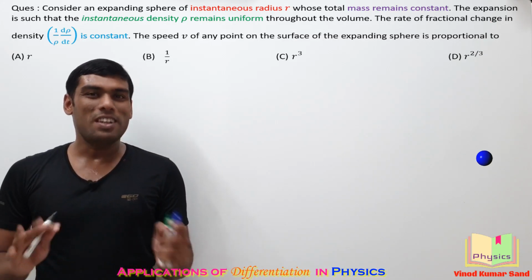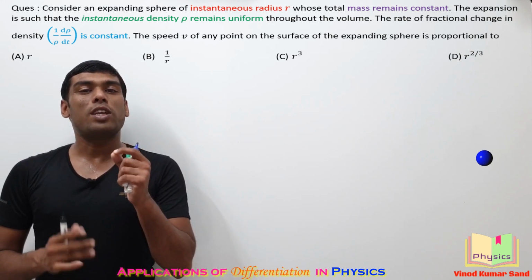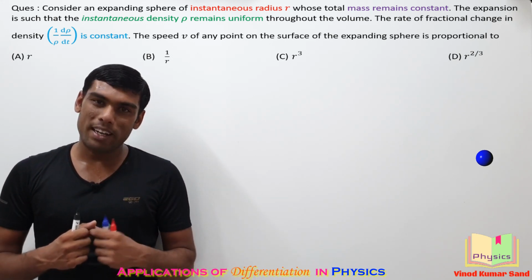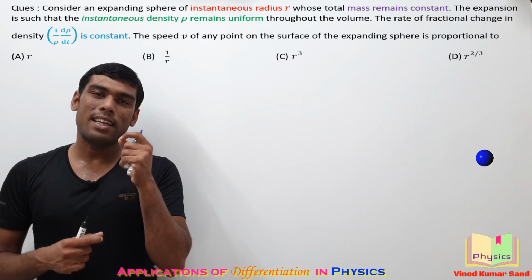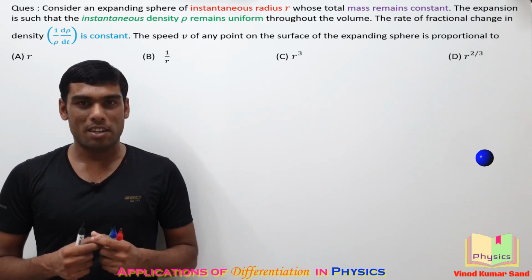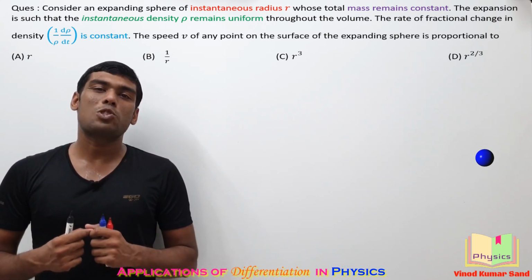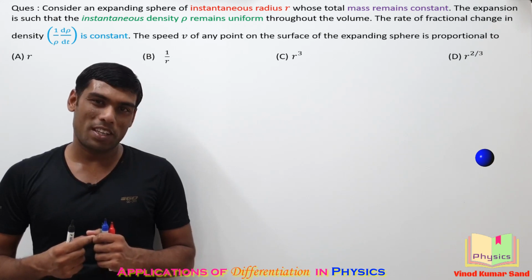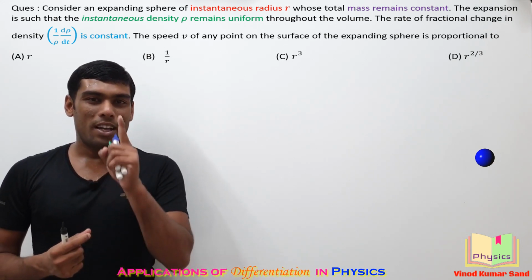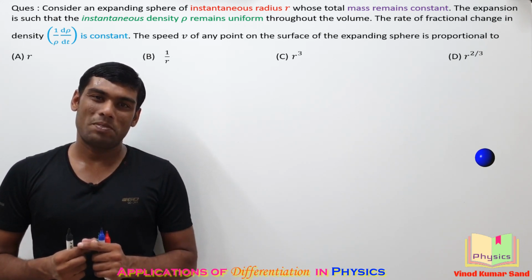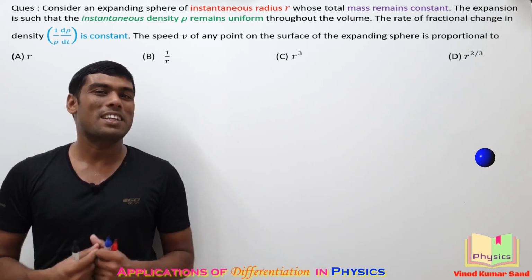Here is the next question. It's a brilliant one. A sphere is continuously expanding and you have to relate the speed of any point on the surface of the sphere with the instantaneous radius of the sphere. 4 options are also given. You have to choose any one of them. So you can pause here and you can give it a try.